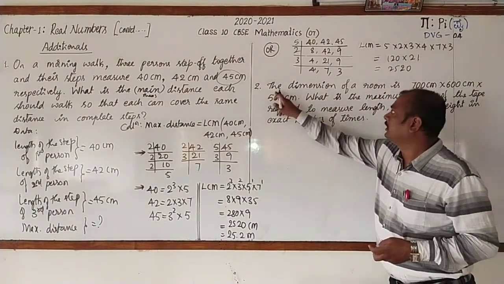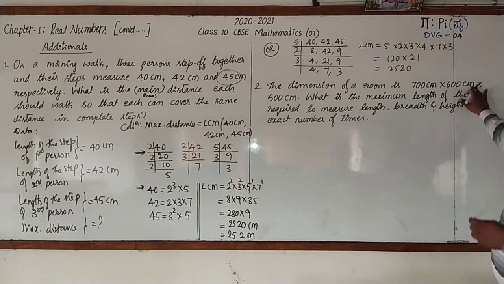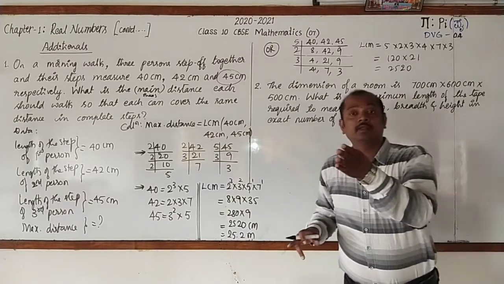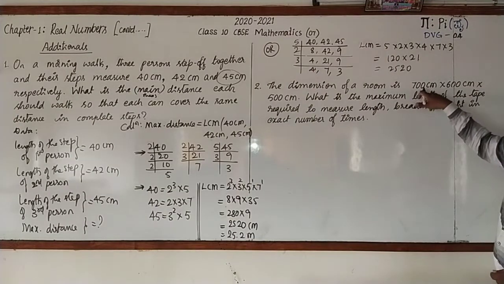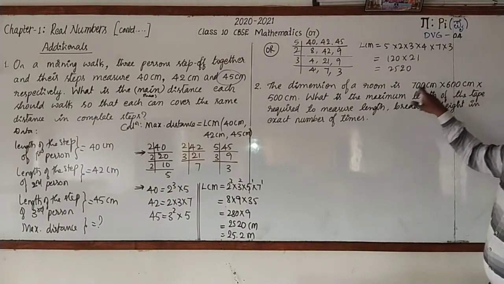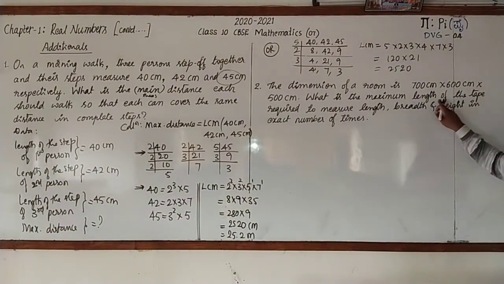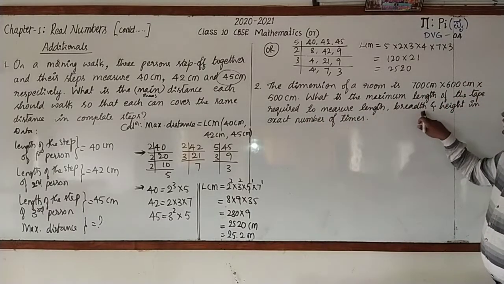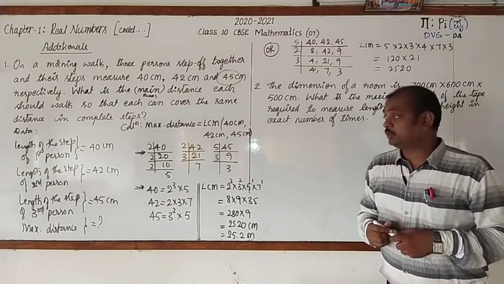The second one: the dimensions of a room are 700 centimeter, 600 centimeter, and 500 centimeter. Dimensions means the length, breadth and height of the room. They are given. Length is 700 centimeter, breadth is 600 centimeter and height is 500 centimeter. What is the maximum length of the tape required to measure the length, breadth and height in an exact number of times? So what will you go for?